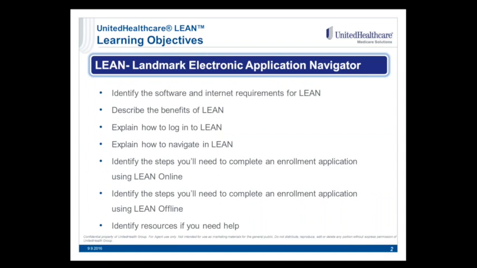So we're here today to talk about the Lean system. We call it the Landmark Electronic Application Navigator, but Lean for short. And today we're going to identify the software and internet requirements for using Lean, the benefits, how to log in, how to navigate, the steps you need to complete an enrollment application, and the steps you need to use for offline. So we have online and offline capabilities, and identify any resources should you need them.